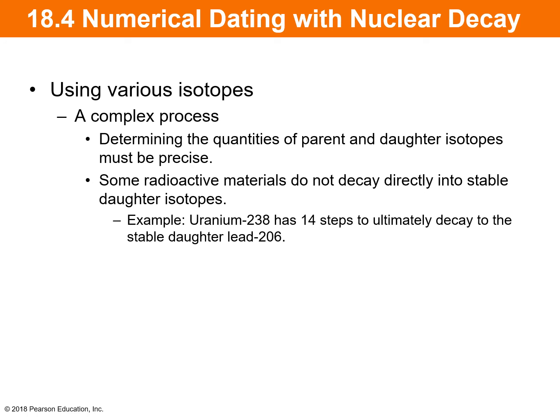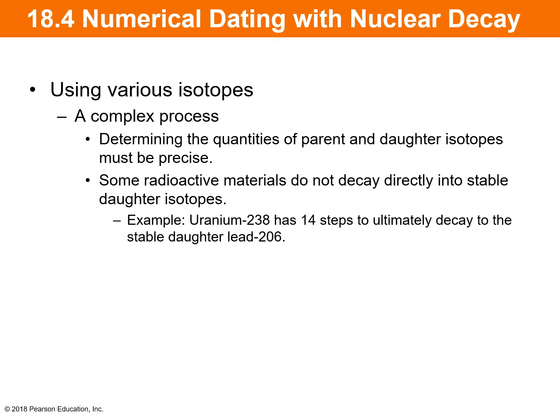So it's kind of a complex process to actually numerically date something using radioactive isotopes. Because when you're determining the quantities of the parent and daughter isotopes, you must be precise. And some radioactive materials do not decay directly into stable daughter isotopes. So for example, uranium-238 has 14 steps of decay to ultimately decay to the stable daughter lead-206.